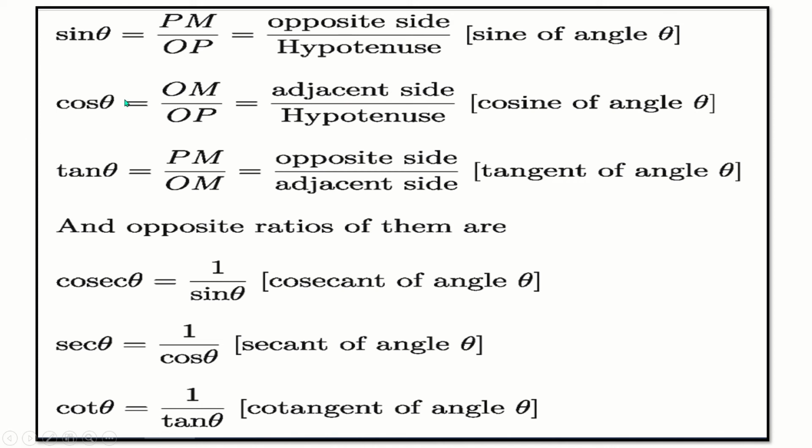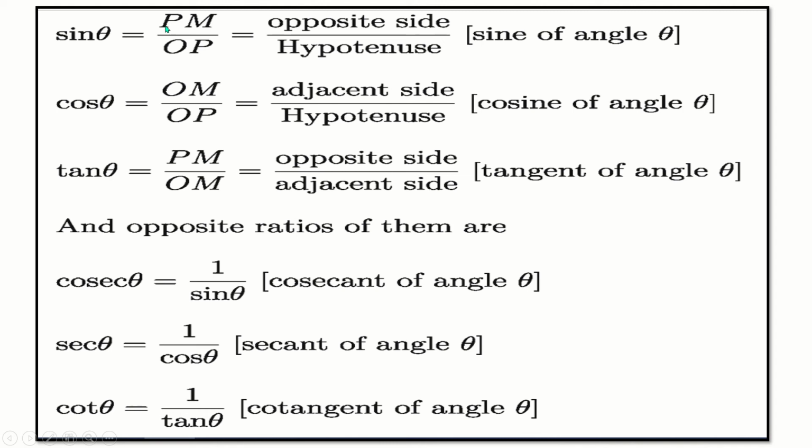And cos theta is equal to adjacent side divided by hypotenuse. Tan theta is equal to opposite side divided by adjacent side. Cosec theta is equal to, we can write, 1 divided by sine theta. 1 divided by sine theta means OP divided by PM, that means hypotenuse divided by opposite side. Similarly, sec theta is equal to 1 divided by cos theta. 1 divided by cos theta means 1 divided by OM by OP. That means sec theta is equal to OP by OM. Similarly, cot theta is equal to OM by PM.